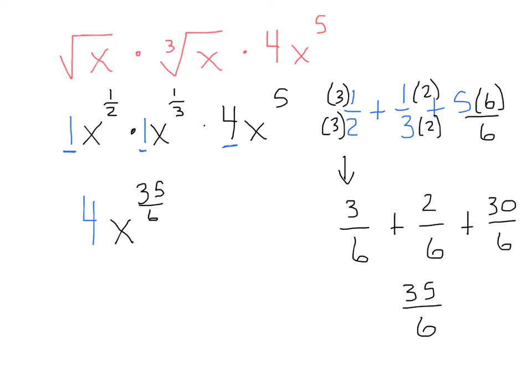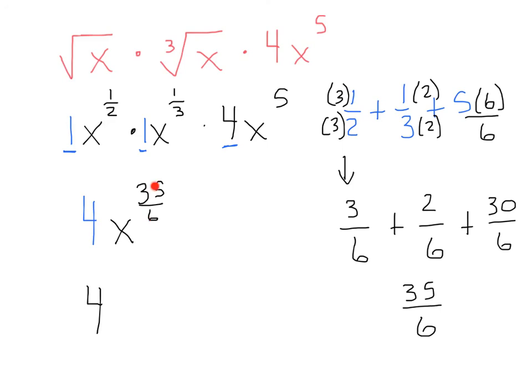But now, when I look up, my original problem had radicals, didn't it? So I need to write my final answer in the same form as the original problem was, with radicals. Okay, so I've got 4, and then I remember that what's on bottom is your root. So this is going to be the 6th root, right?